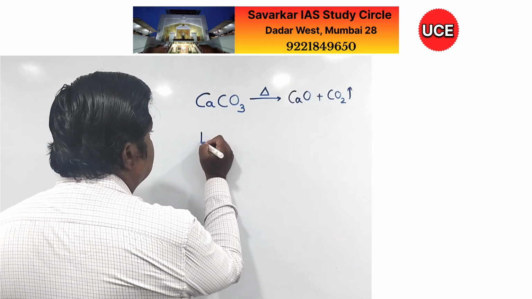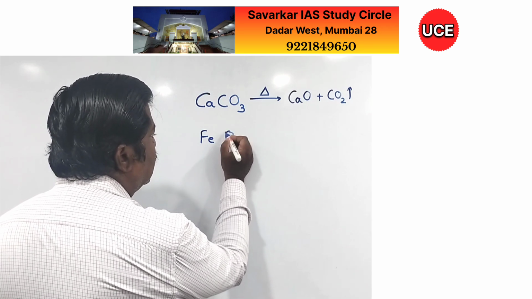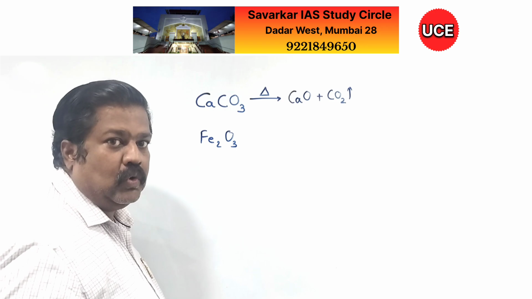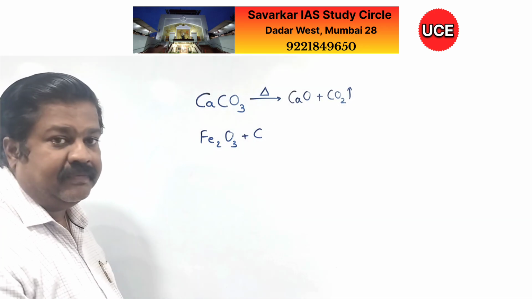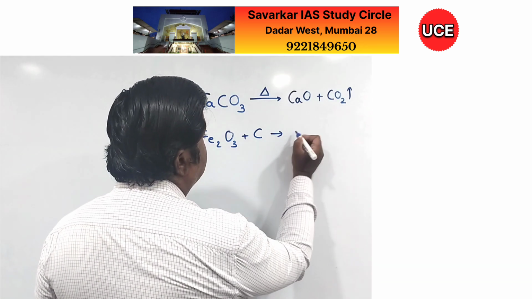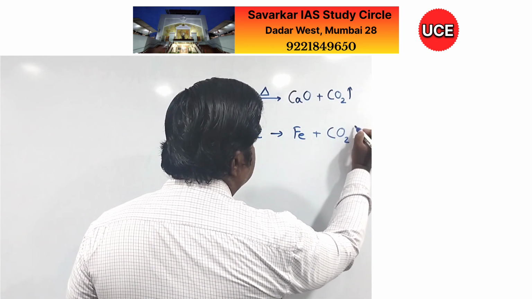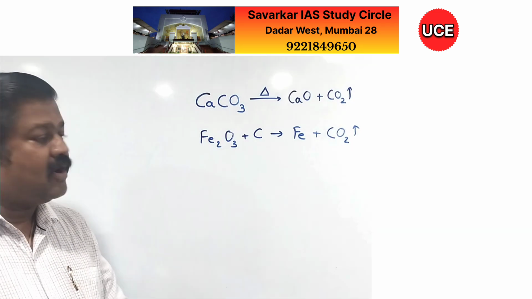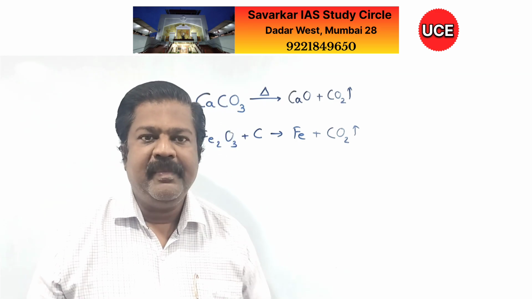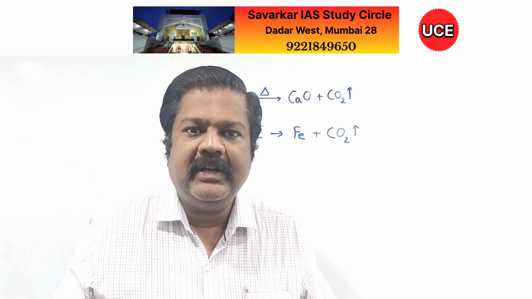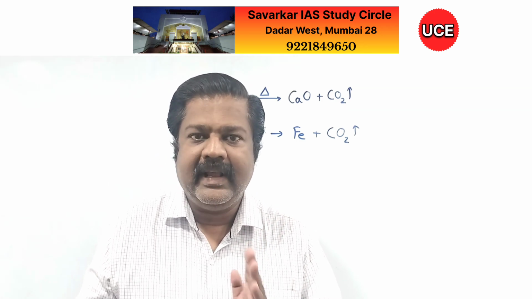Say for example, iron oxides are there. Generally we can consider Fe2O3, but a variety of iron oxides are there. If they react with carbon, then we get iron. This reaction is not balanced. I will teach balancing afterwards. And carbon dioxide is released. So this we are considering under chemical decomposition. Like that, a variety of reactions are there for decomposition.